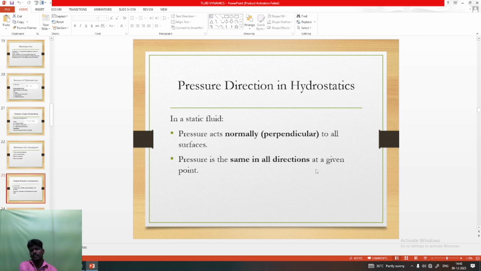The next is pressure direction in hydrostatics. What is the pressure direction in hydrostatics? In a static fluid, the pressure acts normally to all surfaces. The next point is pressure is the same in all directions at a given point. This is the pressure direction in hydrostatics.